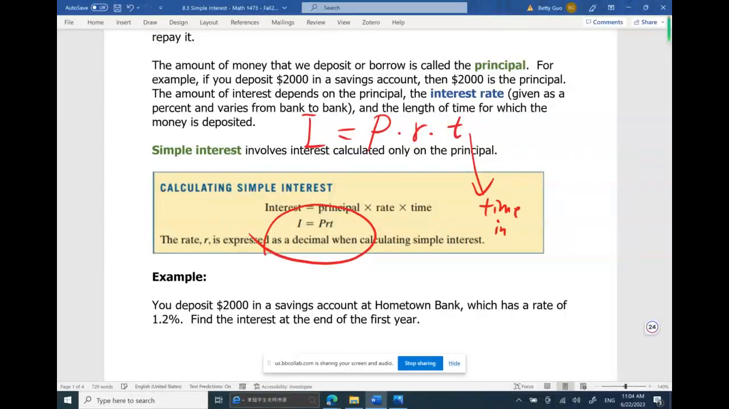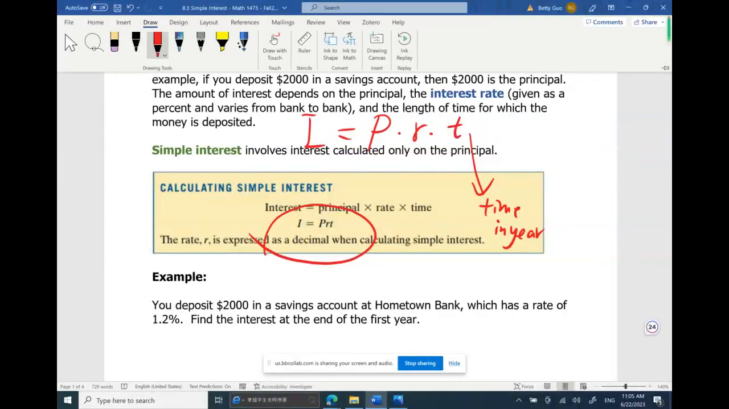Time in years. If you take the loan for 18 months and you need to use the formula to calculate the simple interest amount, then you do not plug in T equals 18. You plug in T equals 1.5 because 18 months is 1.5 years. T here must be time in years. All right, very, very important.